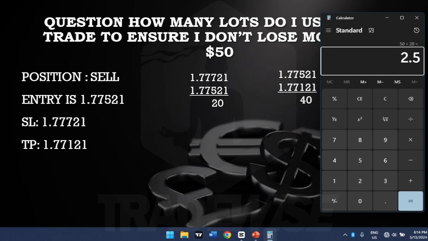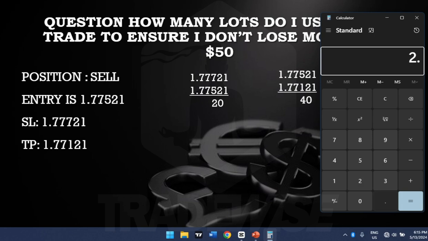So now quick question. On one lot, how much do you make per pip? $10. How much do you lose or make on 0.1? $1, right? And we want to risk 2.5. So that means 2 of the 0.1 will give us $2. If we divide 0.1 by half, we'll get 0.05. So our lot size will be 0.25. I believe that's it. So with this, we should be able to risk just $50.